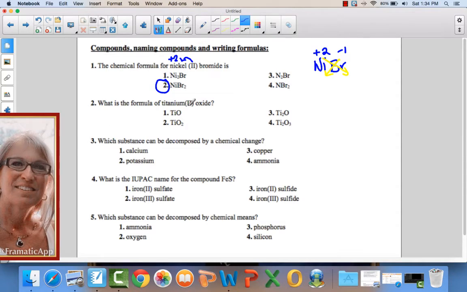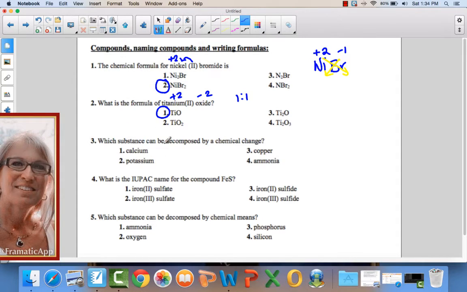What is the formula for titanium 2 oxide? That means titanium is going to be +2. We know oxygen is -2. So 2 to 2 is a 1-to-1 ratio. So it's simply going to be TiO. If I have 2 to 2, 3 to 3, 4 to 4, it's still 1-to-1.